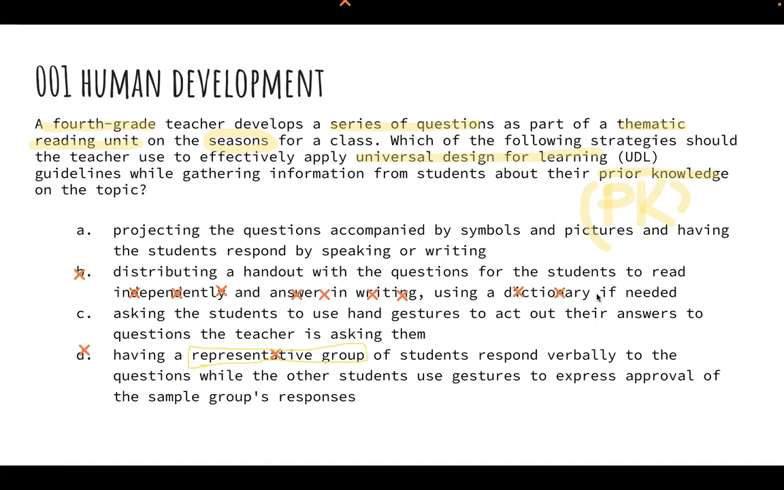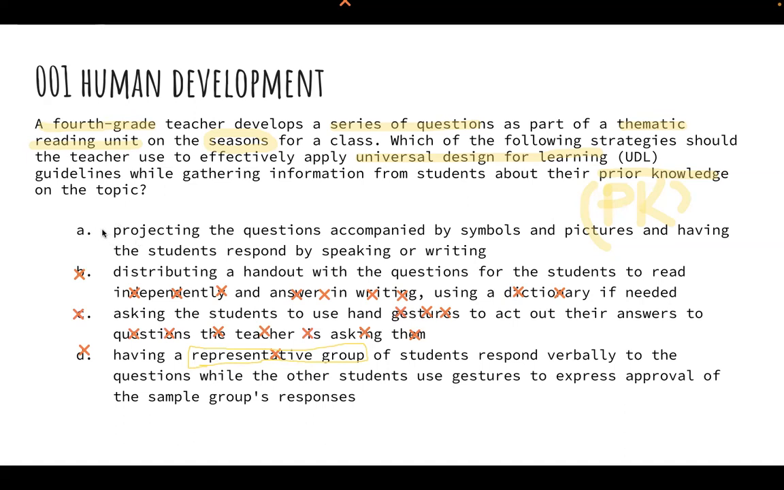Projecting the questions accompanied by symbols and pictures and having the students respond by speaking or writing, or asking the students to use hand gestures to act out their answers to questions the teacher asked of them. I will eliminate C. Yeah, it's going to be A. C is preposterous. We're doing gestures, we're playing charades? No, we're not playing that game where you act it out and somebody has to guess what you're acting out. That's not what we're playing. This is the best way.